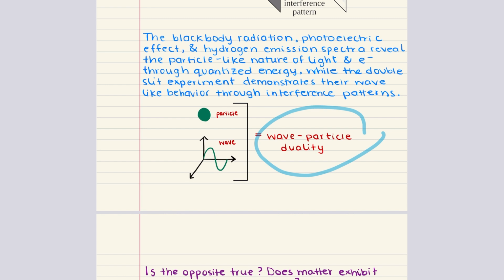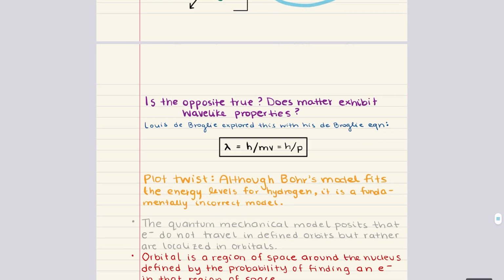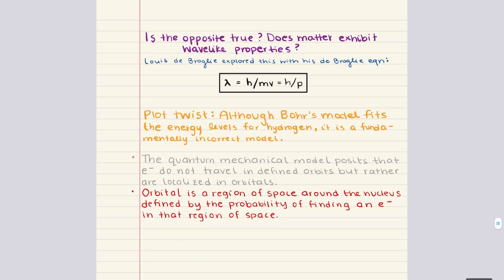Now, I want to make this especially clear. Matter, just like light, exhibits wave-like behavior. This phenomenon, known as wave-particle duality, applies to both light and matter. And de Broglie really explored this concept, and he introduced the idea of a matter wave that's described by this equation. This equation says the wavelength is equal to Planck's constant divided by mass times velocity. Mass times velocity is equal to momentum, so we can alternatively write this as Planck's constant divided by momentum.